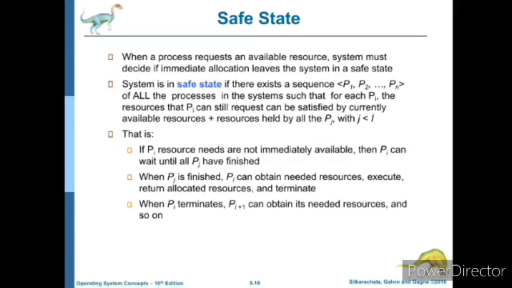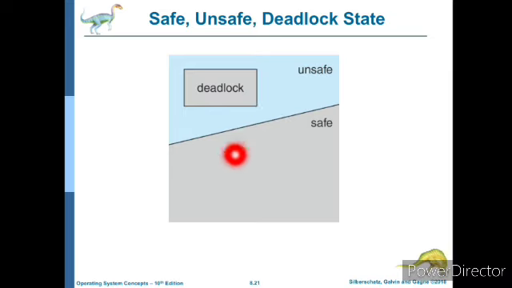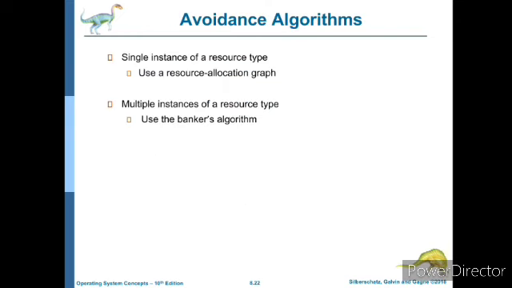Okay, this is one example. When the system is in a safe state, there is no deadlock. When the system is in an unsafe state, there is a possibility of deadlock. We have two algorithms to avoid deadlocks in the system.